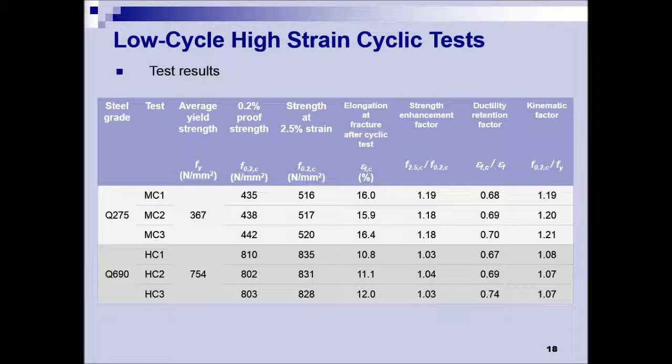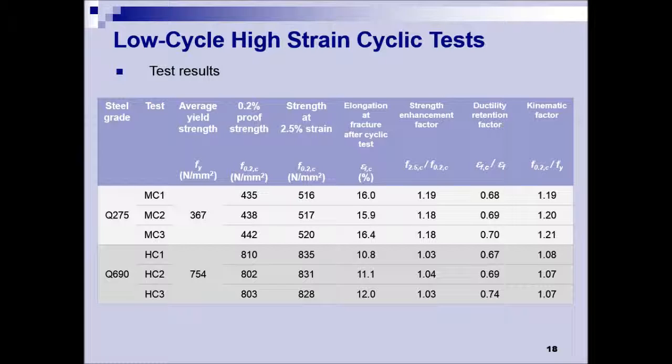It is noted that for both Q275 and Q690 steel materials, the 0.2% proof strength obtained from the cyclic tests is significantly larger than those obtained by reference tensile tests. A kinematic factor is defined to indicate the kinematic effects induced throughout the cyclic tests. The total elongations of Q275 and Q690 steel materials at fracture are found to be 16% and 10.8% respectively.